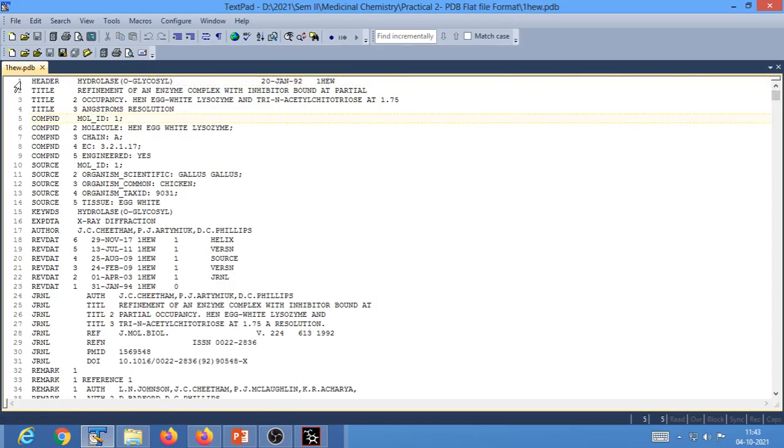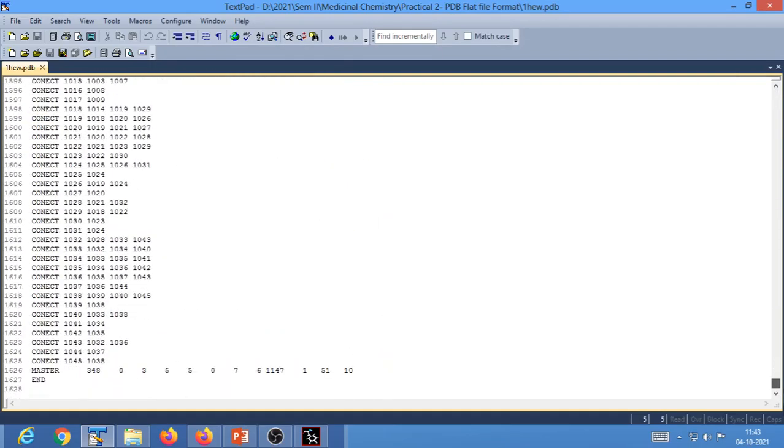Well, let us scroll down. This column indicates the line count. So this is the first line, second line, third line, fourth line, and fifth line. In this way, if we scroll down, you can see that this PDB file consists of data that is extended over 1627 lines.